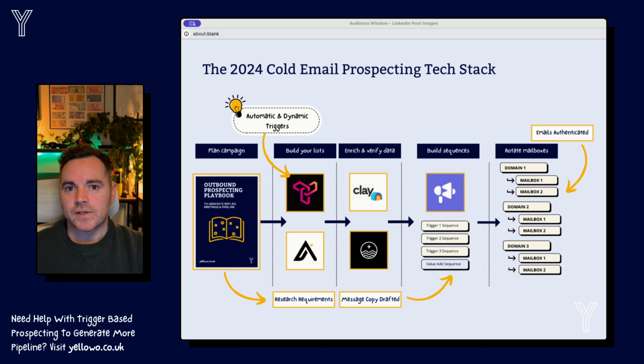And then you've got the classic database like Apollo, which essentially just pulls in LinkedIn information but gives you a lot more filters to help you build your lists. So that's your list building process. It needs to be done. And then you want to enrich and verify the data.